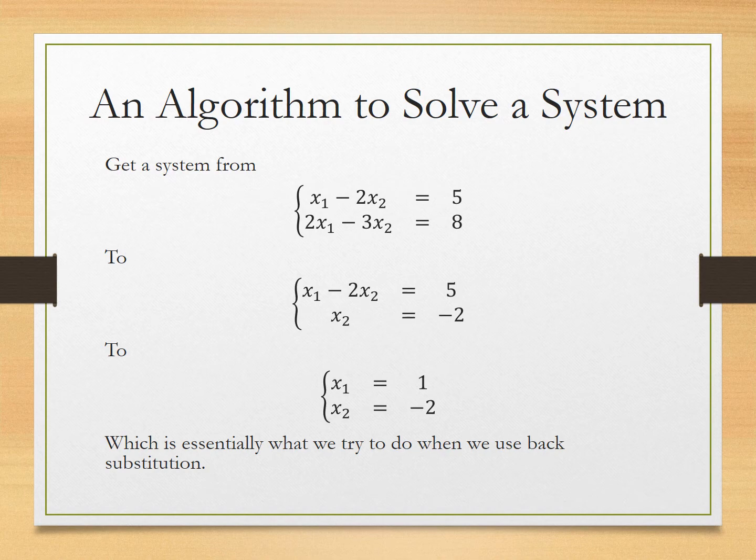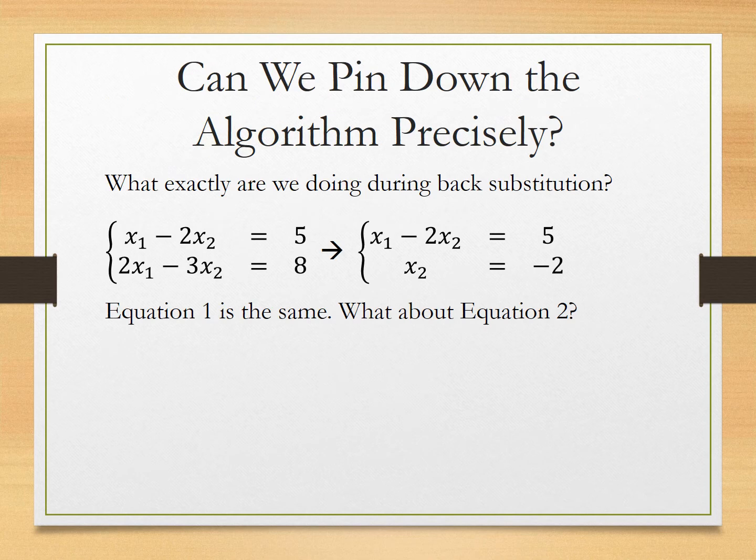And how do we pin down what we're doing precisely? Can we pin down what we do precisely? Well, yes. Let's look at the first pair. What are we doing going from system 1 to system 2? Now, if you look at system 1 versus system 2, the first equation is the same, so we are not doing anything with the first equation. But in the second equation, we go from something with x1 and x2 to something just with x2. How do we do that?